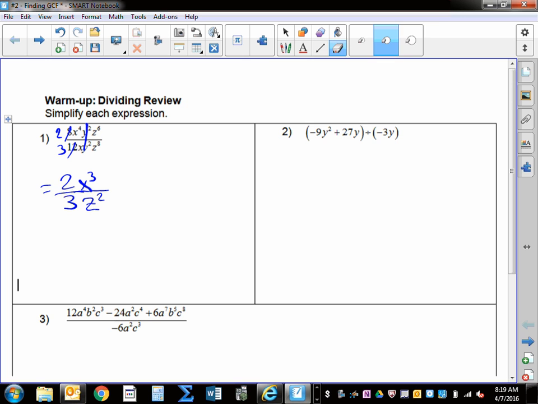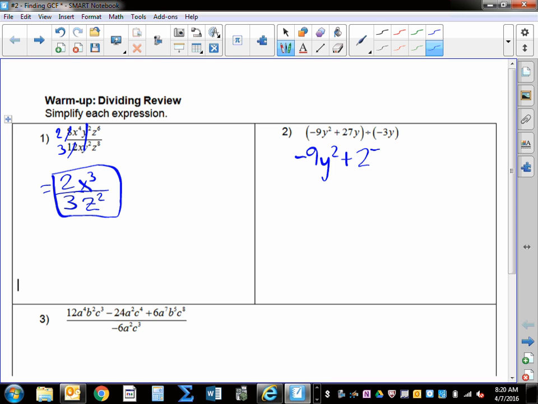That's good. Right? That's our first one. So we got that one. Everybody got pretty close, but they just made a little mistake. Good. Alright, number 2, it's negative 9y squared plus 27y divided by negative 3y. It's just written in a different way. So we have negative 9y squared plus 27y divided by negative 3y.